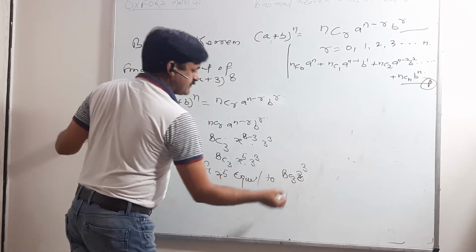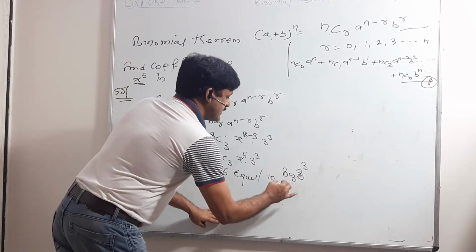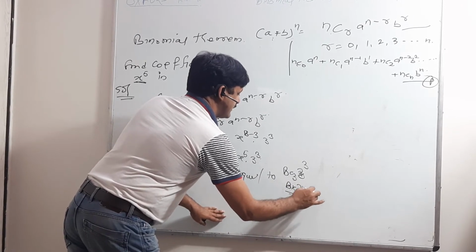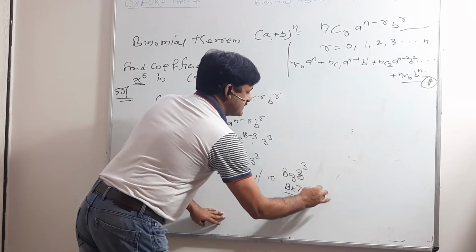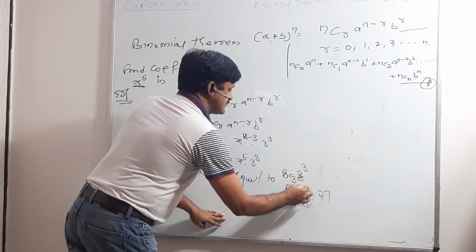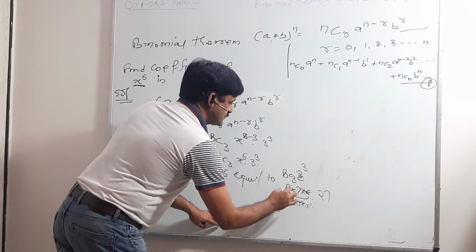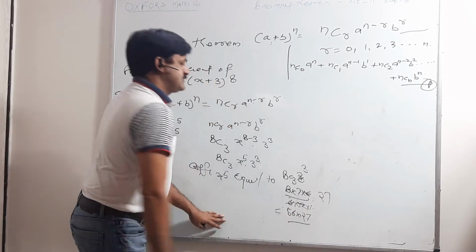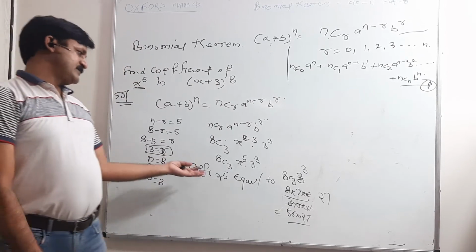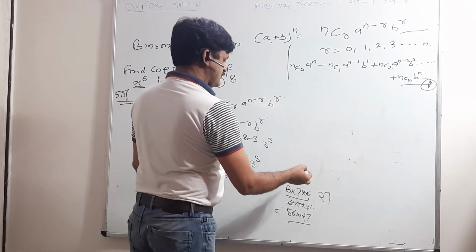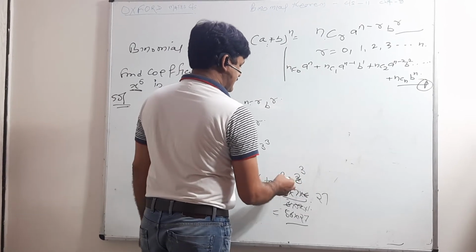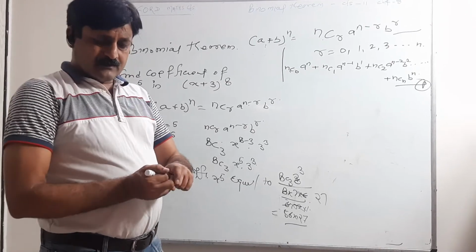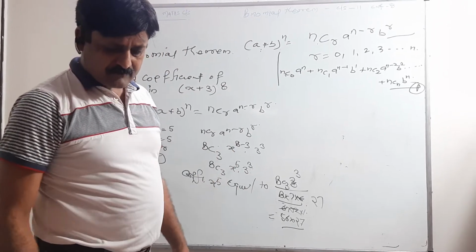We can solve 8C3. 8C3 means 8 into 7 into 6 upon 3 into 2 into 1, and 3 to the power 3 means 27. 8C3 is 56, so 56 into 27. This is the answer, the coefficient of x power 5. Or we can also leave it as 8C3 times 3 power 3. Okay. Next question is, suppose middle term.